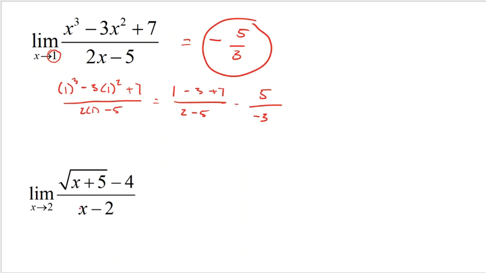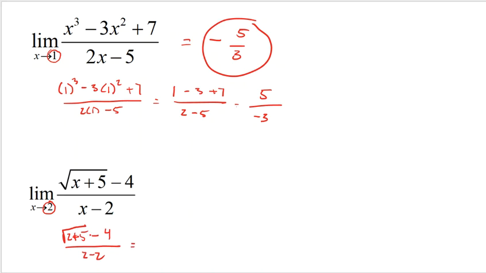All right, let's try this next one. Once again, a weird, crazy-looking function, but listen, they want me to approach 2, so why don't we just direct substitute 2 in and see what happens. So if I plug in 2, I get the square root of 2 plus 5, minus 4 on the outside. Let me clean that up a little bit. The 2 plus 5 is on the inside, the minus 4 is on the outside, all divided by 2 minus 2.